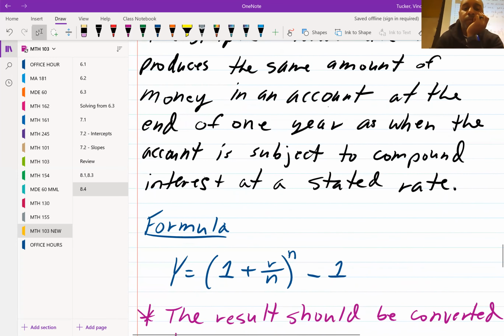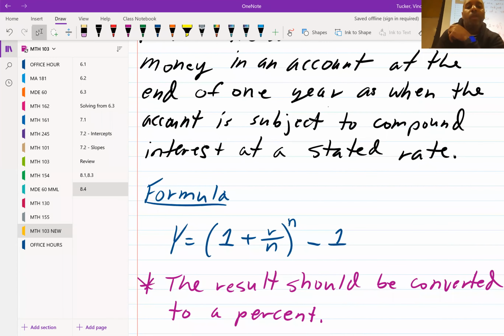Here's the formula. Y is equal to (1 plus R over N) raised to the nth power, minus 1. And notice that the result should be converted to a percent.